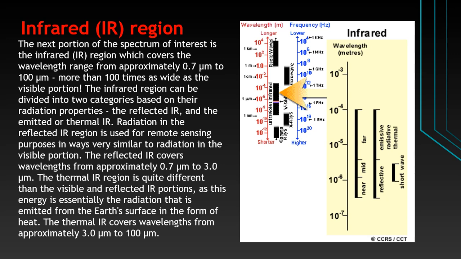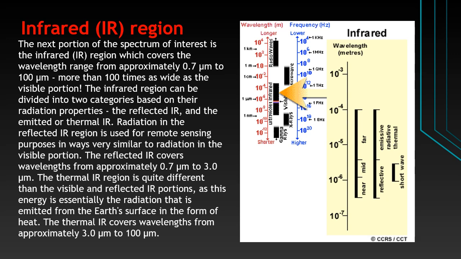Infrared, IR, region. The next portion of the spectrum of interest is the infrared, IR, region, which covers the wavelength range from approximately 0.7 micrometer to 100 micrometer, more than 100 times as wide as the visible portion. The infrared region can be divided into two categories based on their radiation properties: the reflected IR, and the emitted or thermal IR. Radiation in the reflected IR region is used for remote sensing purposes in ways very similar to radiation in the visible portion. The reflected IR covers wavelengths from approximately 0.7 micrometers to 3.0 micrometers.